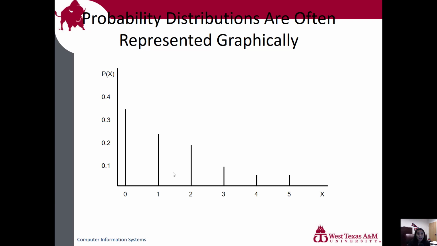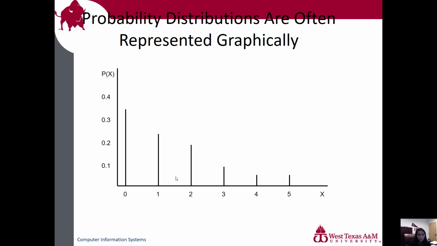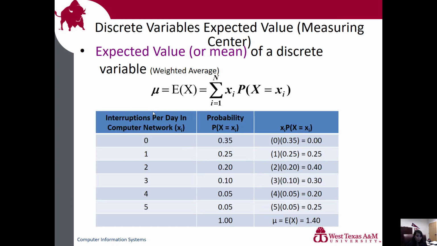Probability distributions are often represented graphically. So if we take a look here at this table, we can graph it with the number of interruptions down here in the x-axis and then the probability on the y-axis. And you get a probability distribution. I likely will not ask you to calculate an expected value, but I do want you to understand what it means and how it is derived.